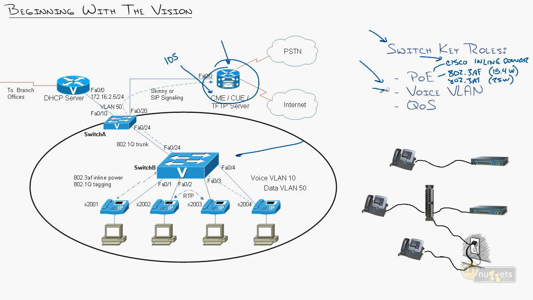Another key switch role is voice VLANs. It is not only a best practice, but recommended by Cisco for a variety of reasons, but most importantly, two reasons: security and quality of service. It is recommended to put your voice network on its own VLAN, meaning it's separate from the data network. So it's got its own subnet.